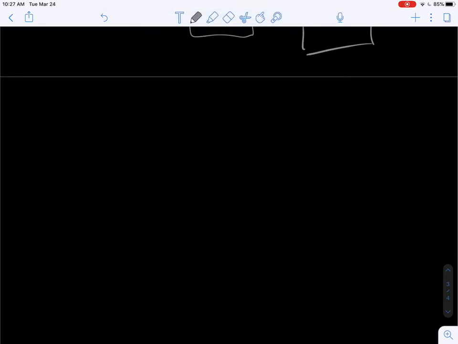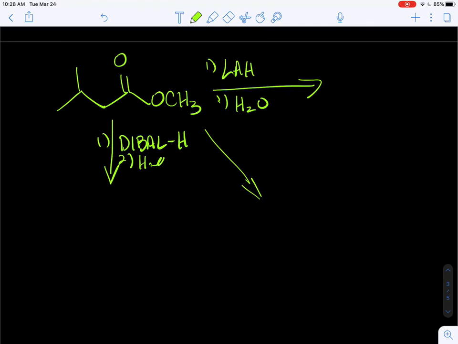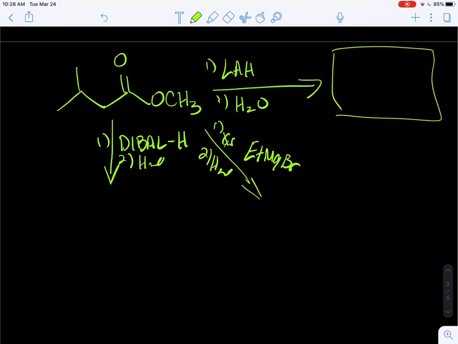Okay. So if we have, let's draw a simpler molecule here. Okay, and we treat this with lithium aluminum hydride, water. Treat this with DIBAL, water. And we treat this with excess, we'll do ethyl magnesium bromide here, and water. Okay, so let's review what we've learned here.